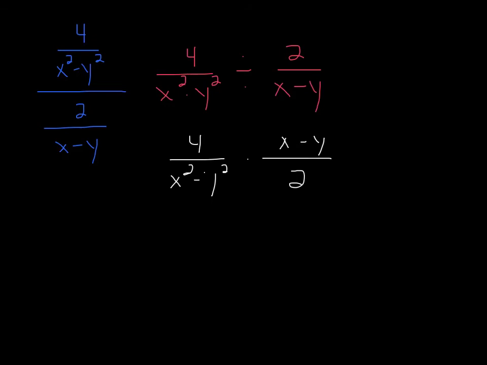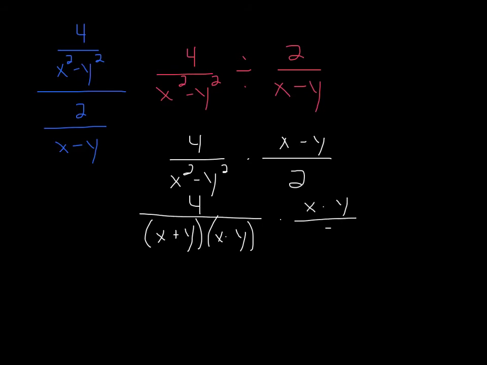Now, we're still in the same boat. We still have to do our factoring and stuff. So over here on the bottom, x squared minus y squared, that is a difference of two squares, right? So that becomes x plus y and x minus y. Okay, and I'll bring everything else down. Alright, and now I can cancel. My x minus y's cancel, and then my 4 and my 2 also cancel, and then everything's gone, so I'm left with 2 over x plus y.